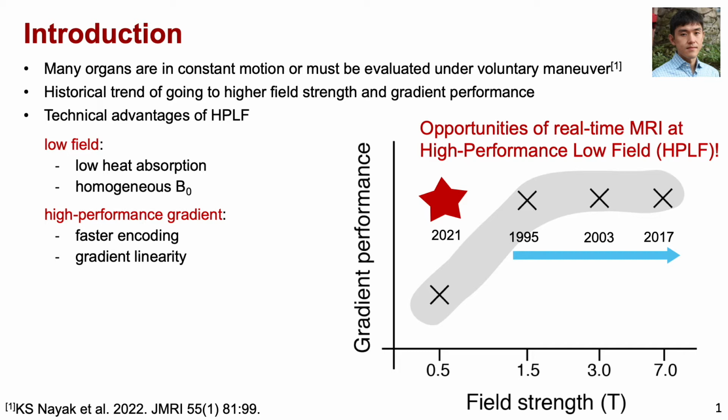If we go from a higher field strength to a lower field strength, there is greatly reduced heating. And since the field strength is lower, it is relatively easier to maintain homogeneous B0 regions, and a lot of the factors affecting B0 homogeneity are greatly reduced. Also, once we equip this low-field scanner with high-performance gradients, we can do faster imaging encoding. With the modern design of the gradient system, the gradient linearity area is greatly enlarged, which allows us to do large FOV imaging.